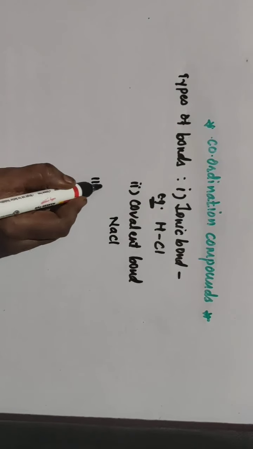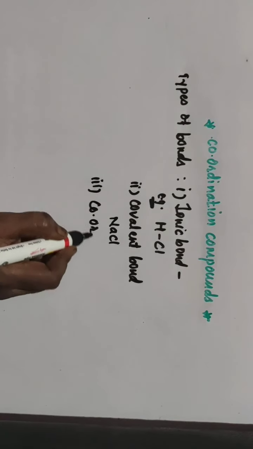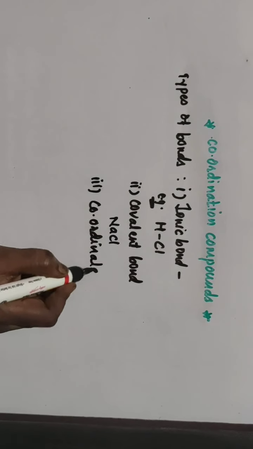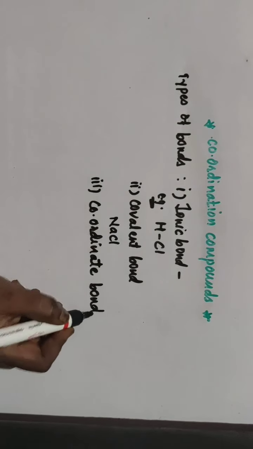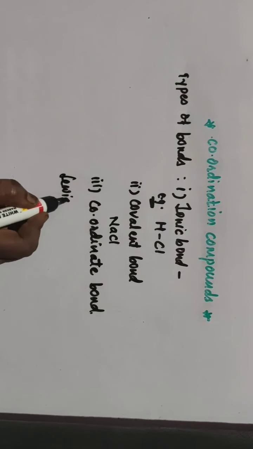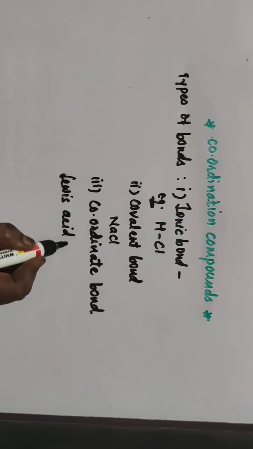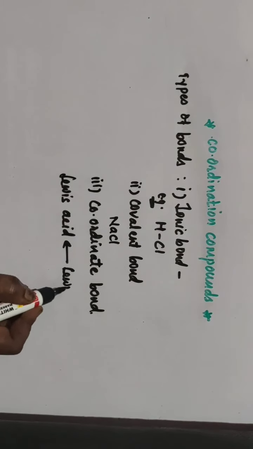And one more is there, it is a coordinate bond. In coordinate bond, both the electrons required for the bond formation are donated by one of the two atoms. The atom which can donate an electron pair is the Lewis base, while the atom which can accept an electron pair is the Lewis acid. So in coordinate bond, as both the electrons are donated by one of the two atoms, it is the bond between Lewis base and Lewis acid.